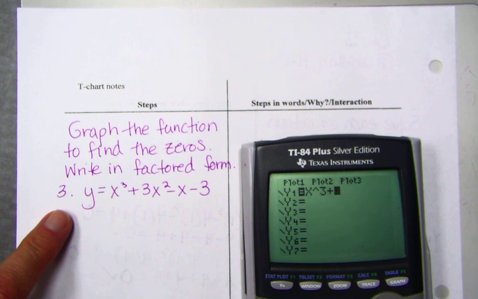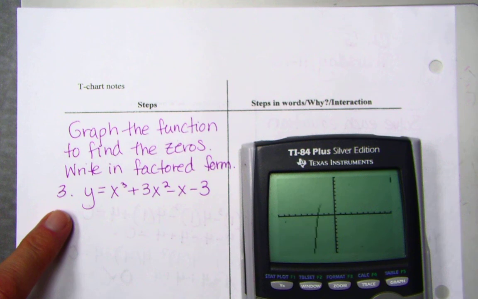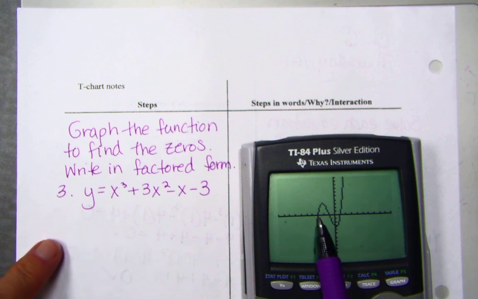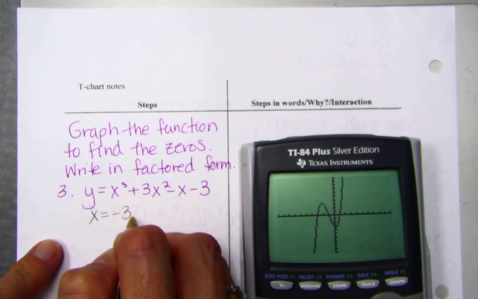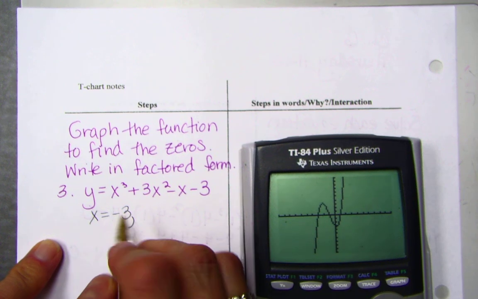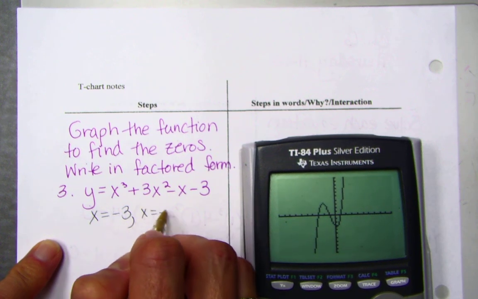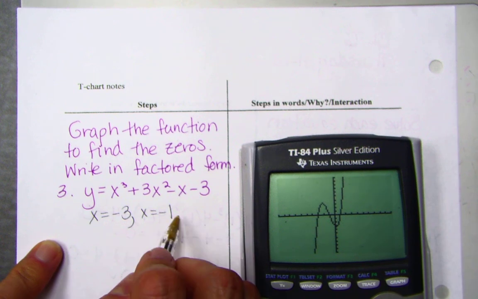So we want to type that in, just like we were doing the first ones, to y sub 1. Okay, zoom 6, or if you've already done that, you should just be able to graph. All right. Most of these, I think all of them in this section, will come up as whole numbers, but it looks like it's crossing at -3, -1, and 1.